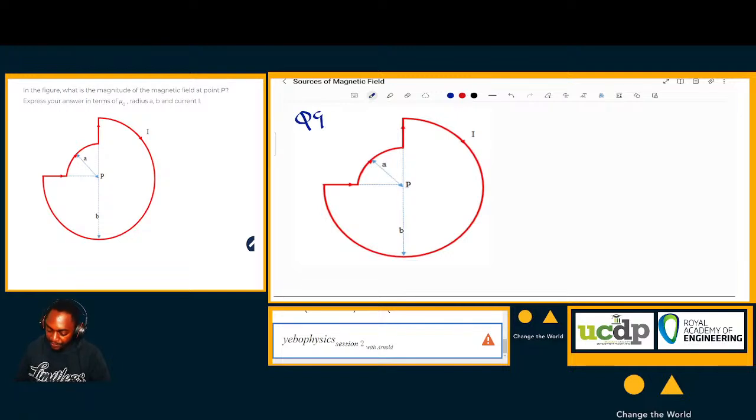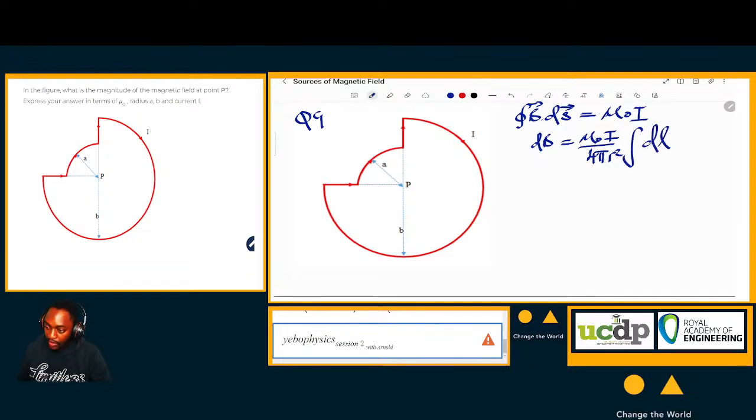So remember, when dealing with sources of magnetic fields, we should recall our Ampere's law, the integral of B dot ds equals mu naught I. I'm just writing down dB equals mu naught I over 4 pi r squared, integral of dl, which is the length of arc.